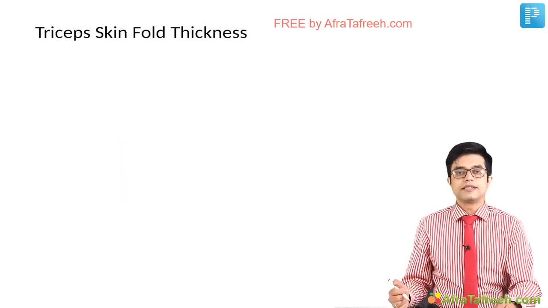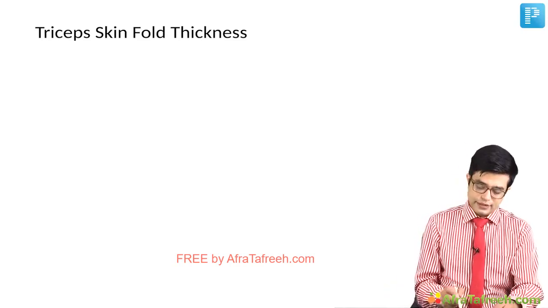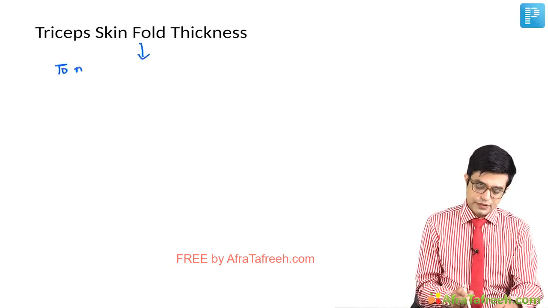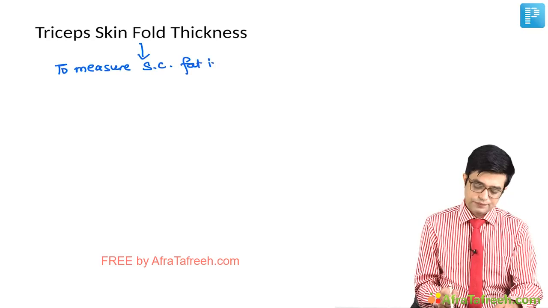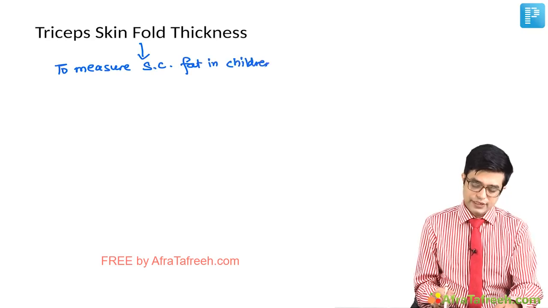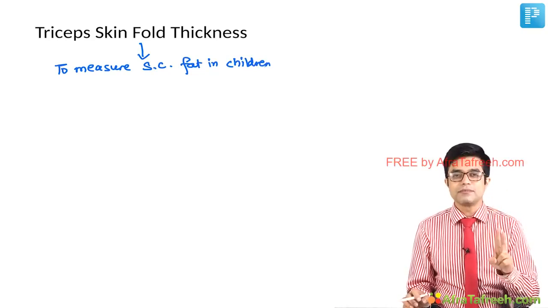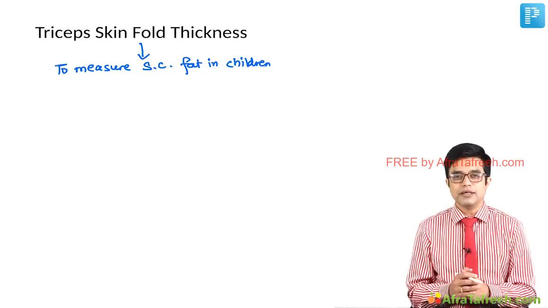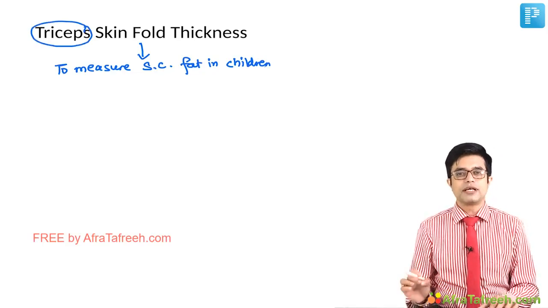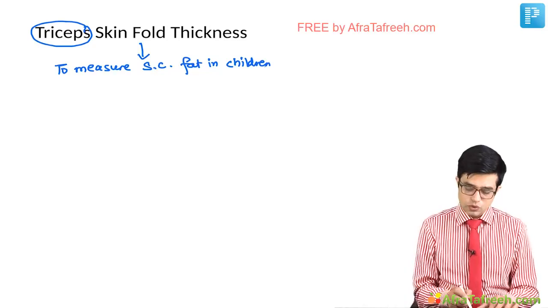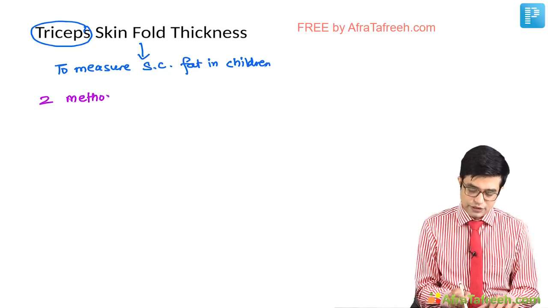Next we move to triceps skin fold thickness. Triceps skin fold thickness is a technique to measure subcutaneous fat in case of children. Now skin fold thickness can be measured at 3 parts. First is biceps, second is triceps, and third is the interscapular area. But in case of children, the best site is triceps skin fold thickness. To measure triceps skin fold thickness, we have two types of instruments which are available. There are two methods to measure skin fold thickness.